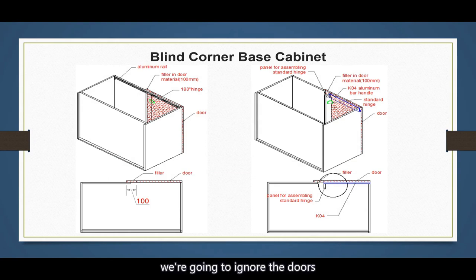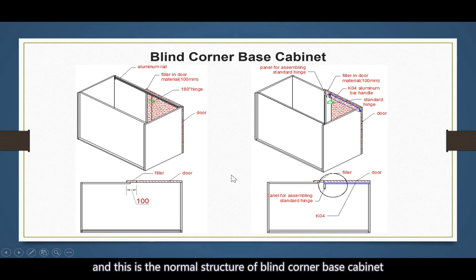For counter cabinets, we're going to ignore the footers. We're going to take a look at the pan wheel right here. We start from the pan wheel right here. If we remove the footers and a door, the rest of the parts will be my carcass. I have a left panel and a right side panel. I have part of the front panel. This will be covered by the other cabinets. This is why we call this a blind corner cabinet. And we have this bean bag panel right here. And this is the normal structure of a blind corner base cabinet.